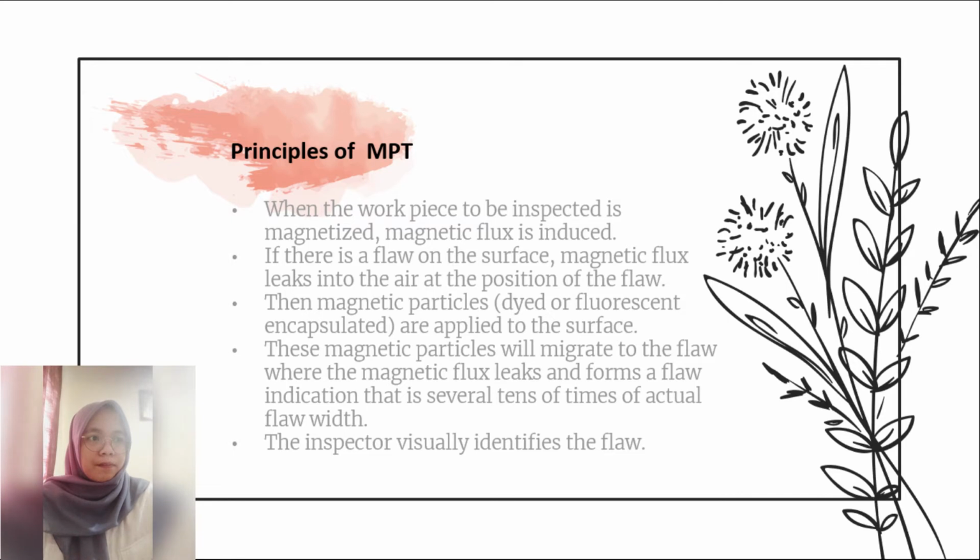Then magnetic particles, dry or fluorescent suspensions, are applied to the surface. Those magnetic particles will migrate to the flaw, where the magnetic flux leaks, and form a flaw indication that is several tenths of times the actual width. The inspector visually identifies the flaw.